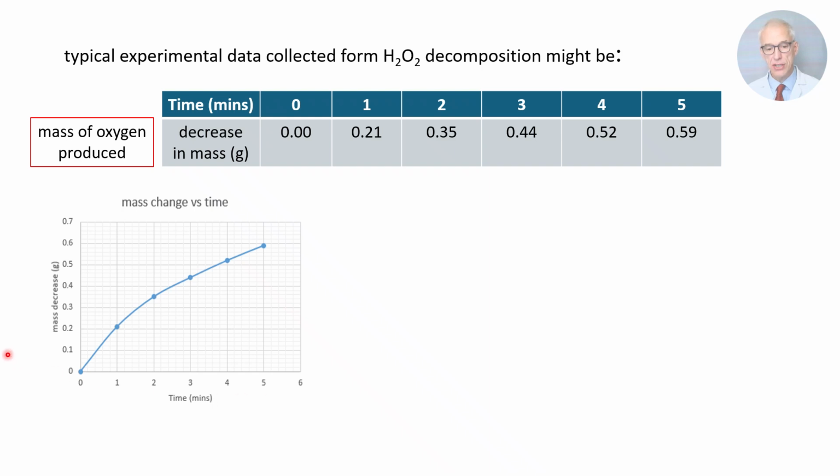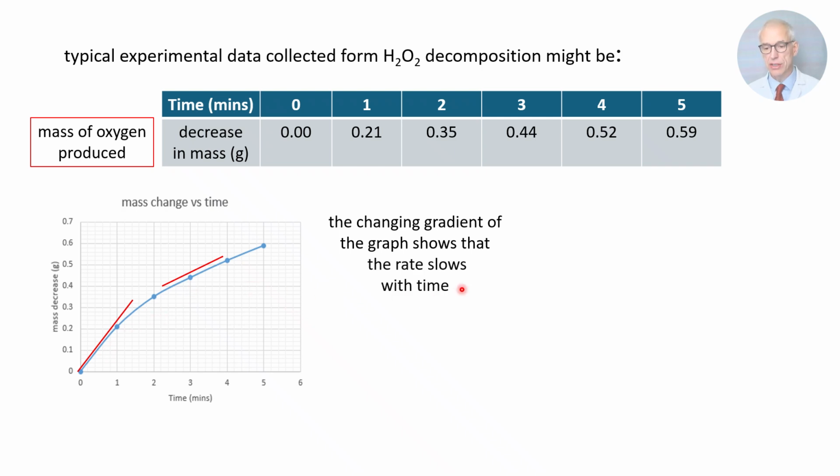Time on the x-axis, the mass decrease on the y-axis, and we'll see that there's a gradual change in the gradient of the graph. We start off with a steeper gradient, and that gradient becomes less steep. That is, the rate slows with time. As time goes on, the gradient of the reaction graph decreases. That means that the rate of reaction slows with time.